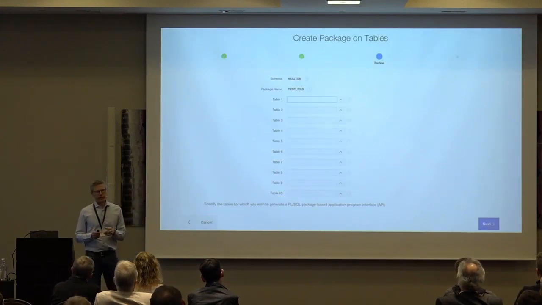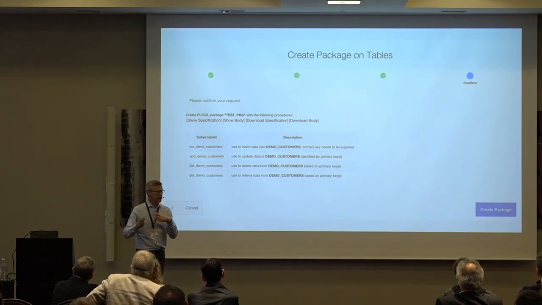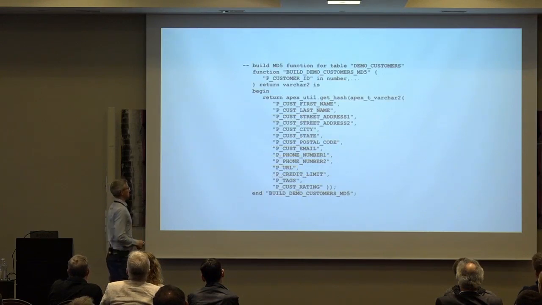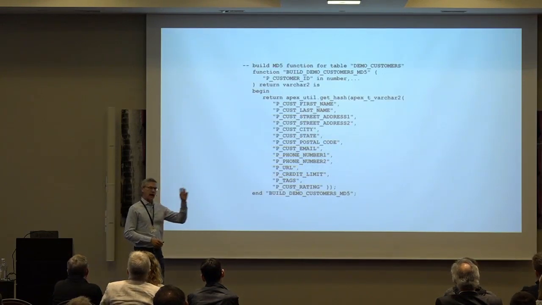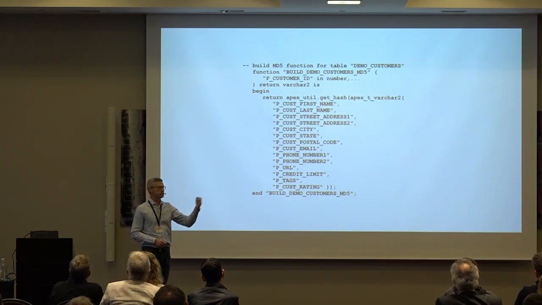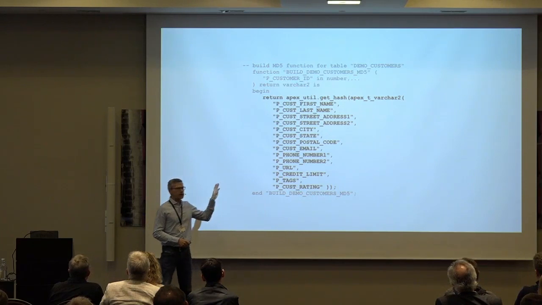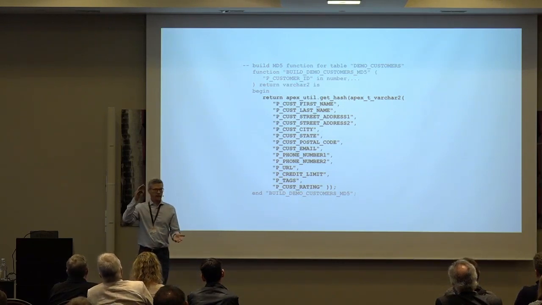But that's not the really interesting part. The interesting part is where it actually generates a package specification and a body. So just by looking at the code, you can get inspiration for your own code. One of the functions in that package is how to build your MD5 hash. Yeah? So what it does, it uses the Apex util getHash function. You pass in all the columns, and it will generate an MD5 hash for you.